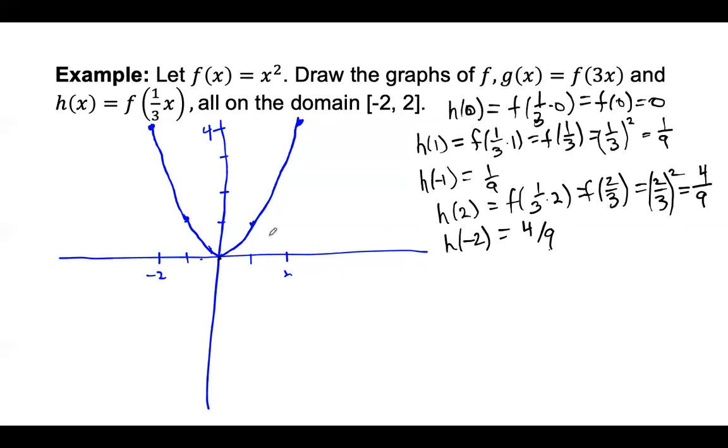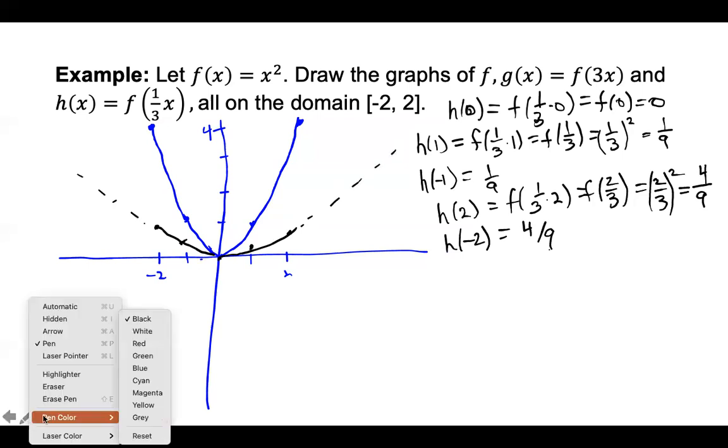So we can plug in these values and you see, at 1, we get 1 over 9. So it's much flatter. At 2, we get 4 over 9, which is really flat. And same thing on this side. So you mark your points. I'm just extending it so you see the idea, the symmetry.